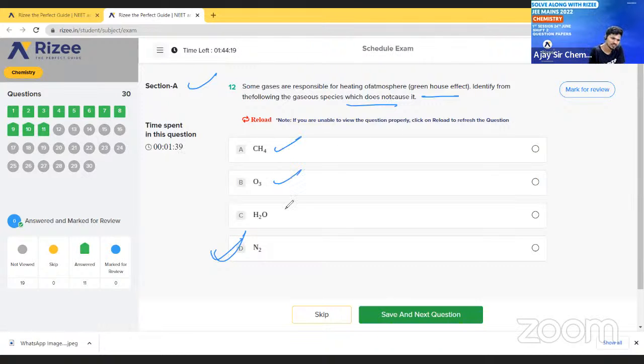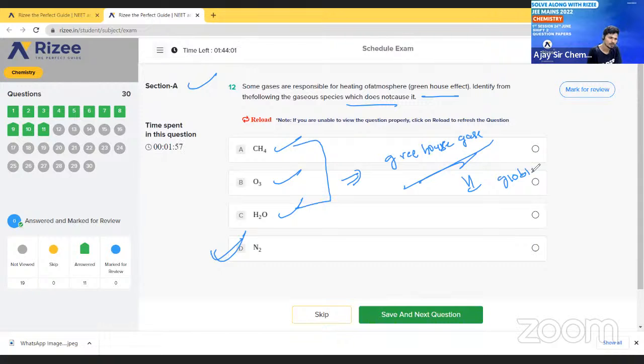Generally, CH4, O3, and H2O. These three gases are called what? Greenhouse gases. Okay, greenhouse gases. This will cause what? Global warming. Okay. In which level? Tropospheric level. These gases will be present in the tropospheric level.